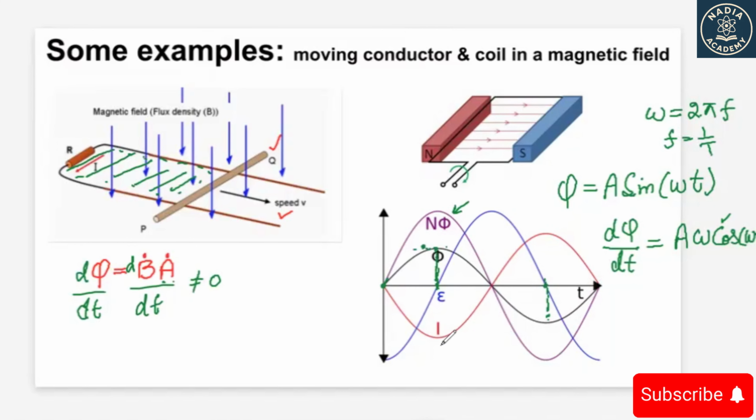Good. And you can also see that we have a negative sign of EMF, then a positive sign and a negative sign again. This is because of Lenz's law.